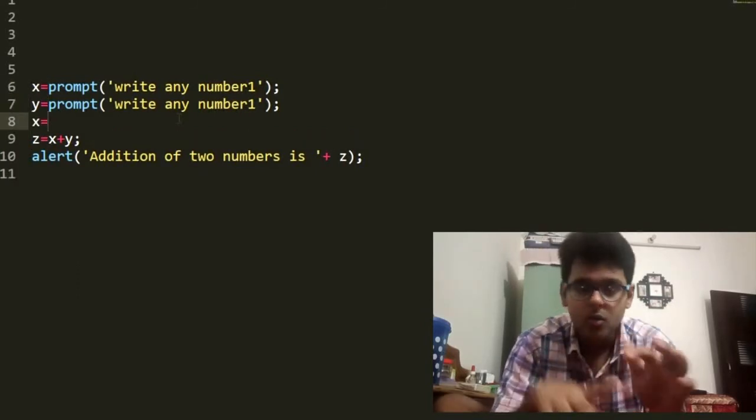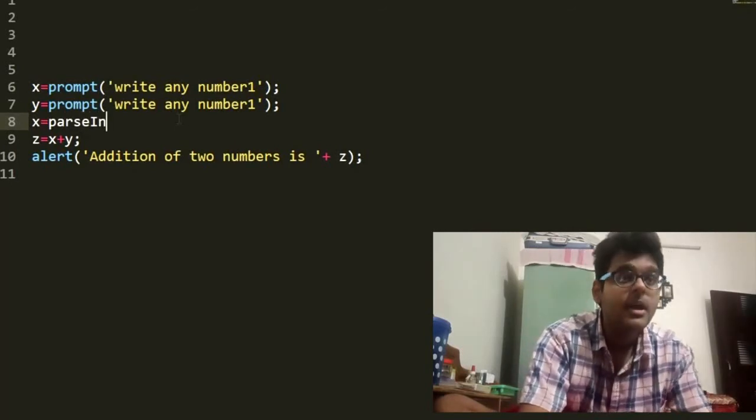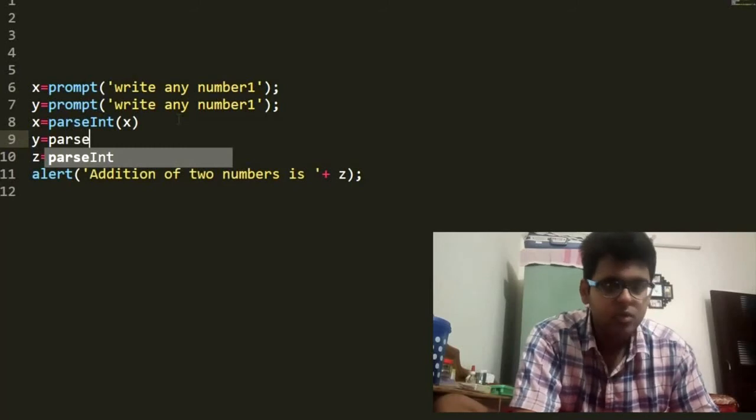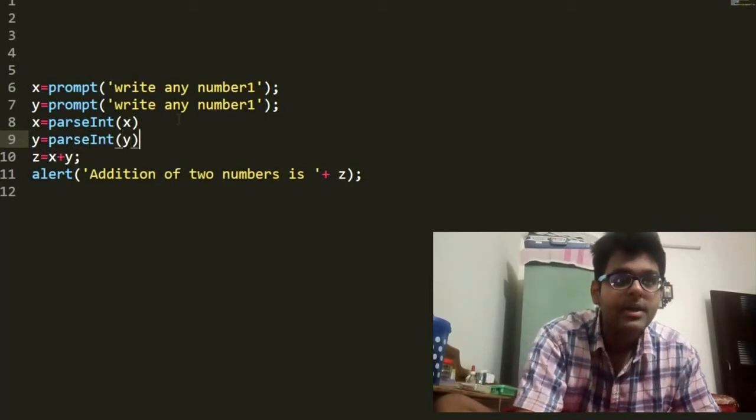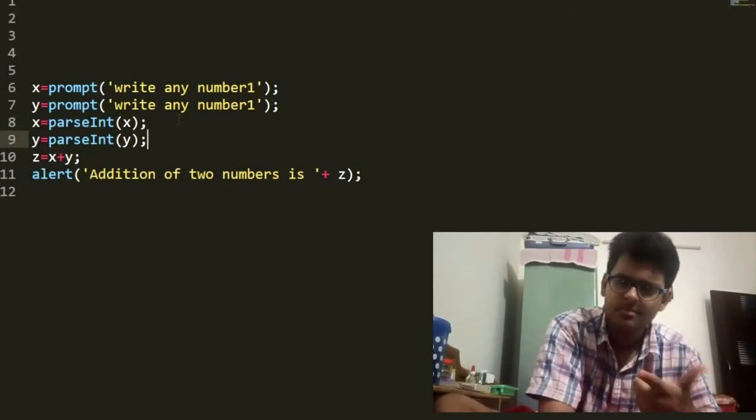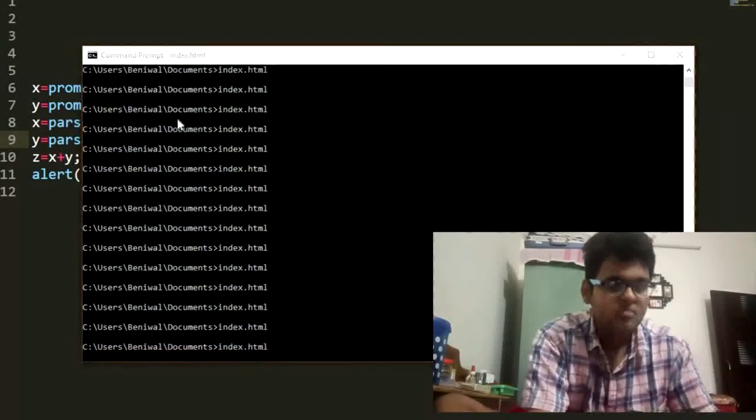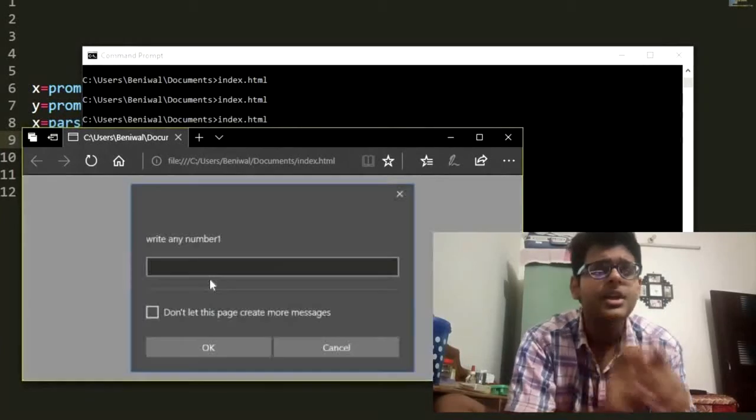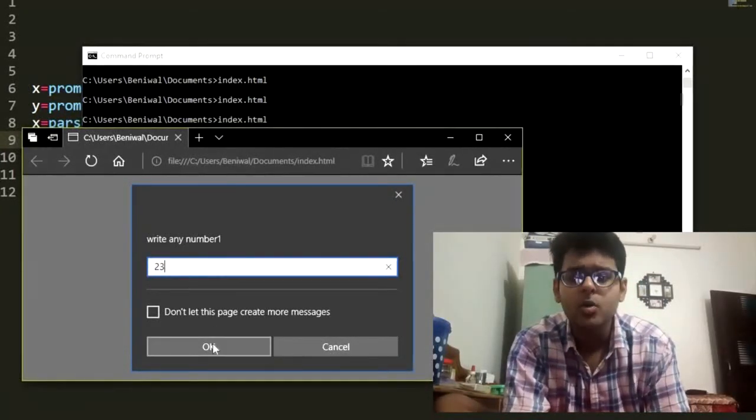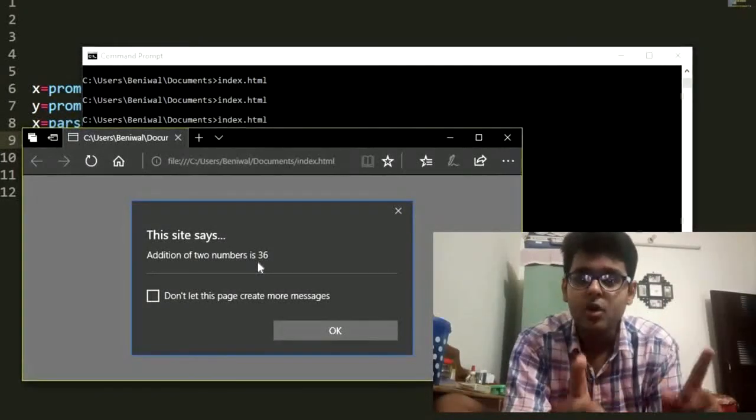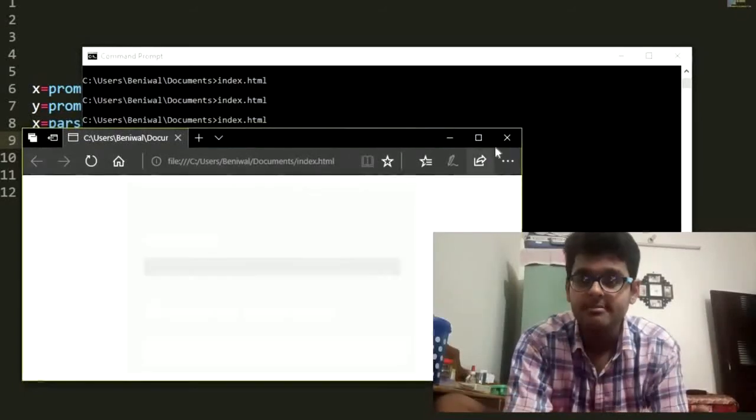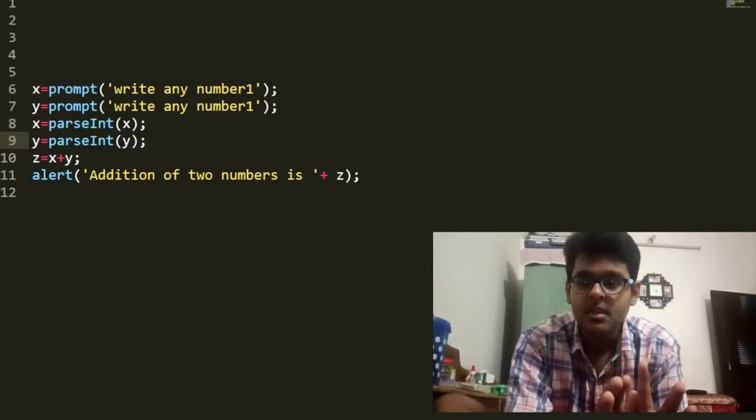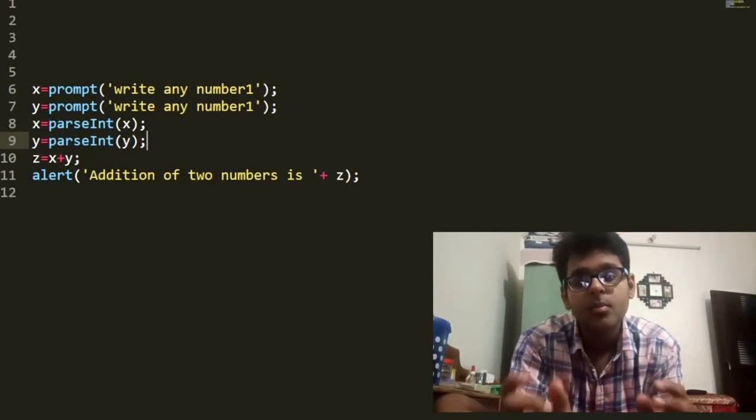So we say x equals parseInt of x, similarly y equals parseInt of y, and just saving now and running our HTML file. So we say write any number, we type 13, and now write any number, we type 23. So addition of two numbers is 36. So this is how we can use the prompt method to do arithmetic operations.